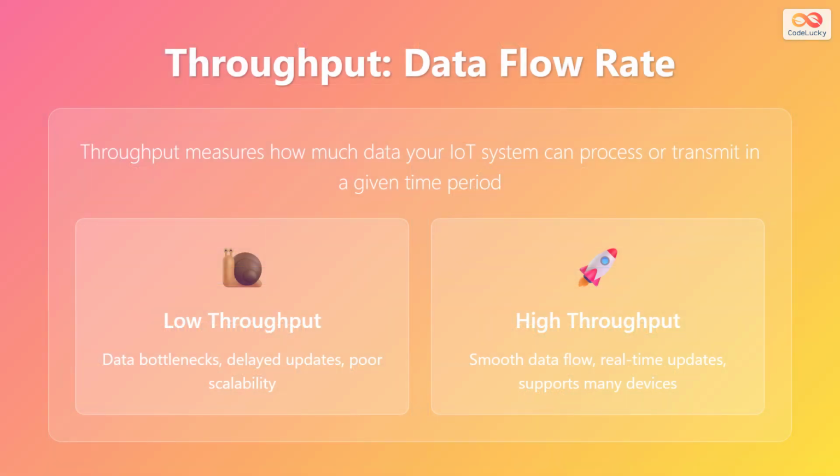Throughput measures how much data your IoT system can process or transmit in a given time period. Low throughput leads to data bottlenecks, delayed updates, and poor scalability, limiting your system's effectiveness. In contrast, high throughput enables smooth data flow, real-time updates, and the ability to support many devices simultaneously. Understanding and optimizing throughput is essential for building IoT systems that can handle increasing data demands.